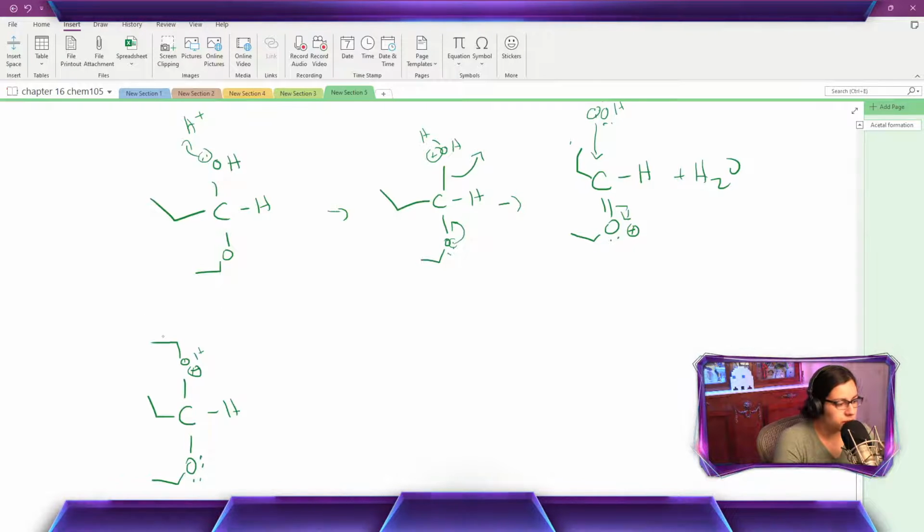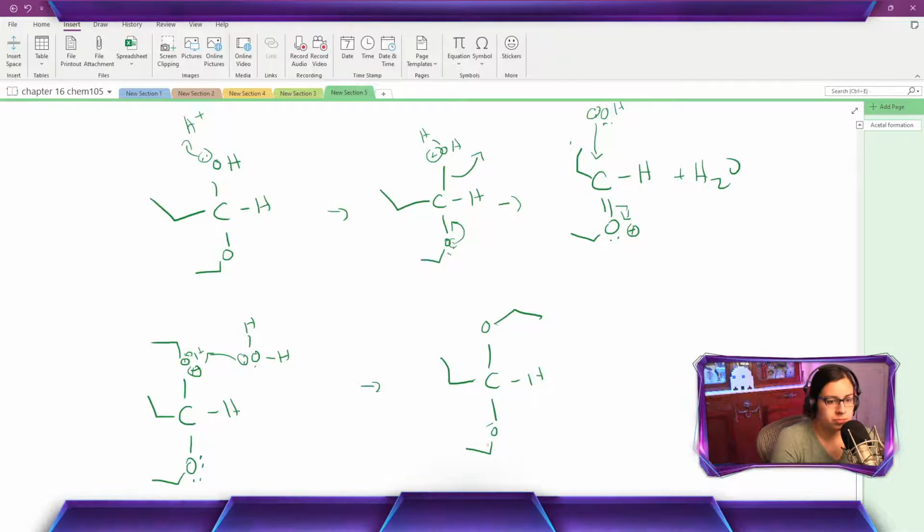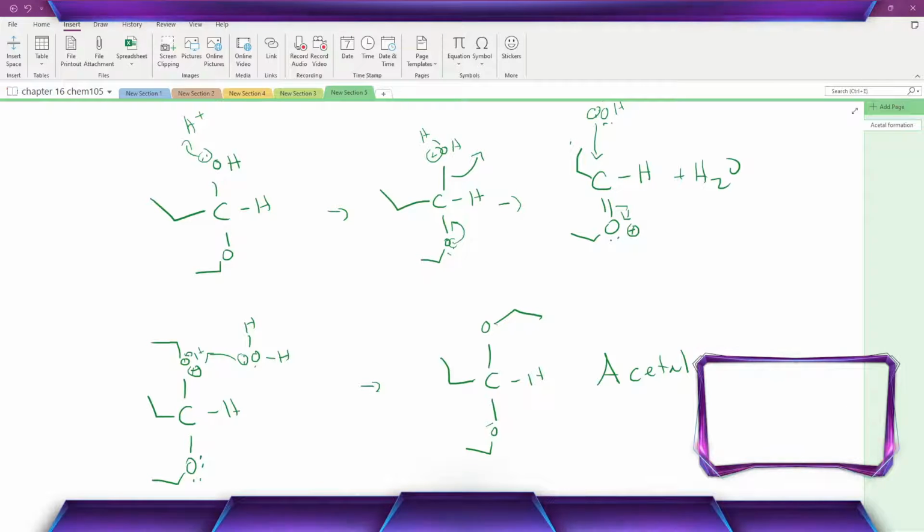And so last step, we just need to deprotonate this so water can come along and pluck off this hydrogen. And so now we should have formed our acetal. So now we have 2 alcohol groups on there from our ethanol. And so this gives us our acetal species. Any questions about that so far?